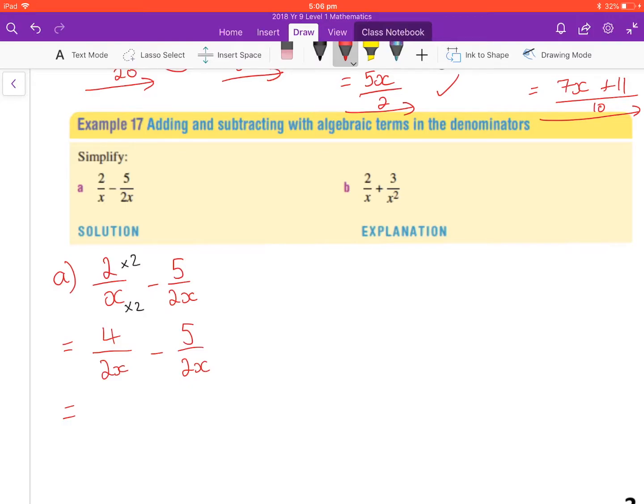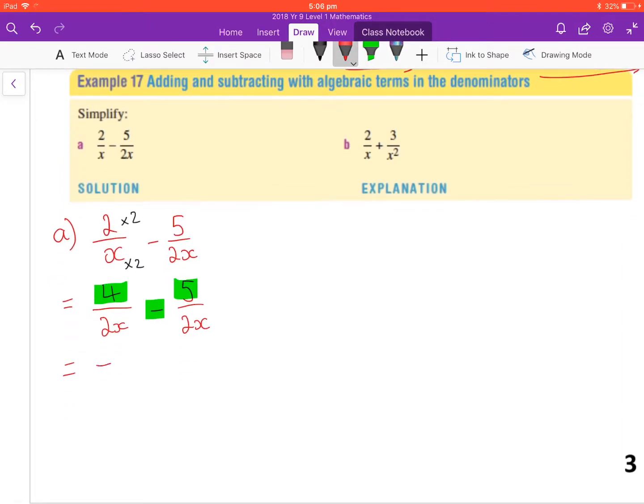So now we look at our numerator. 4 take 5 leaves me with negative 1 over 2x. Or, if you would like, write the negative at the front. Both of these are 100% correct, and I would accept both of them. Same, probably worth 2 marks.